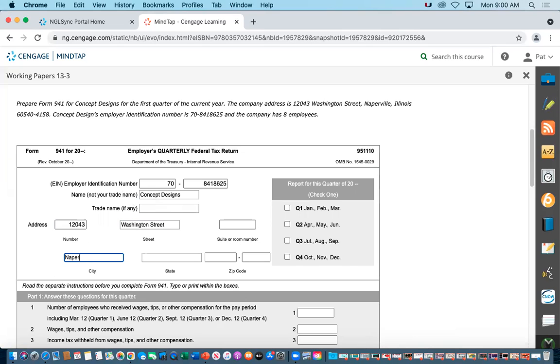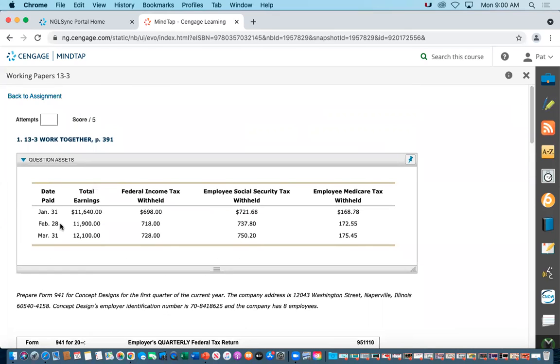You guys know where Naperville is? Suburb west of Illinois. Zip code 60540. Tab 14158. All right, so what kind of quarter is this?